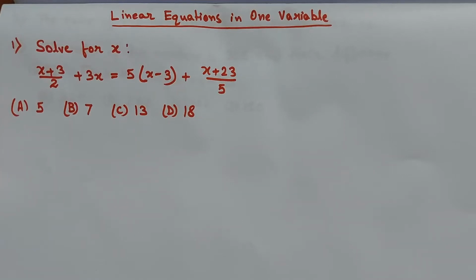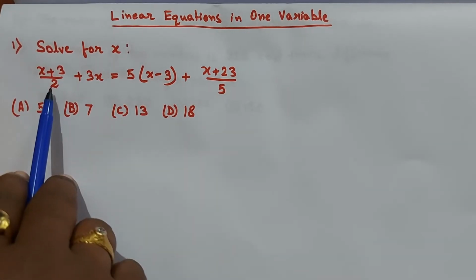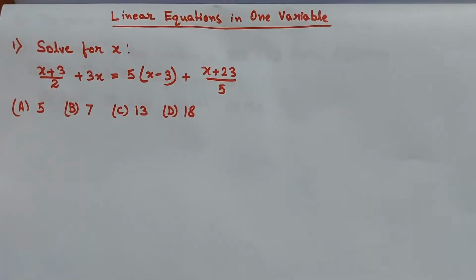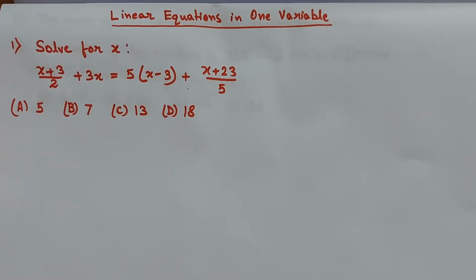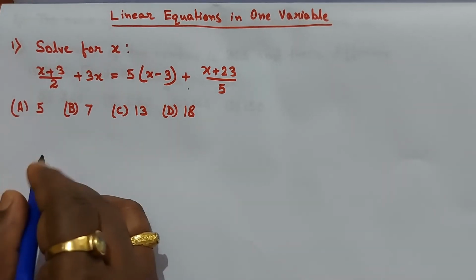Hello students, our next chapter is linear equation in one variable. So our first question is: solve for x, (x + 3)/2 + 3x = 5(x - 3) + (x + 23)/5. We have to solve this linear equation to find out the value of x. Okay, so let's write this.